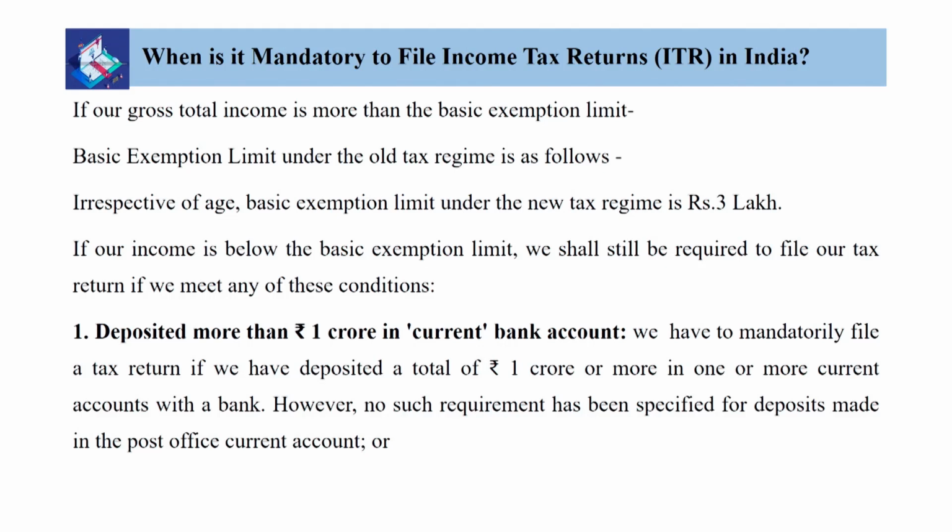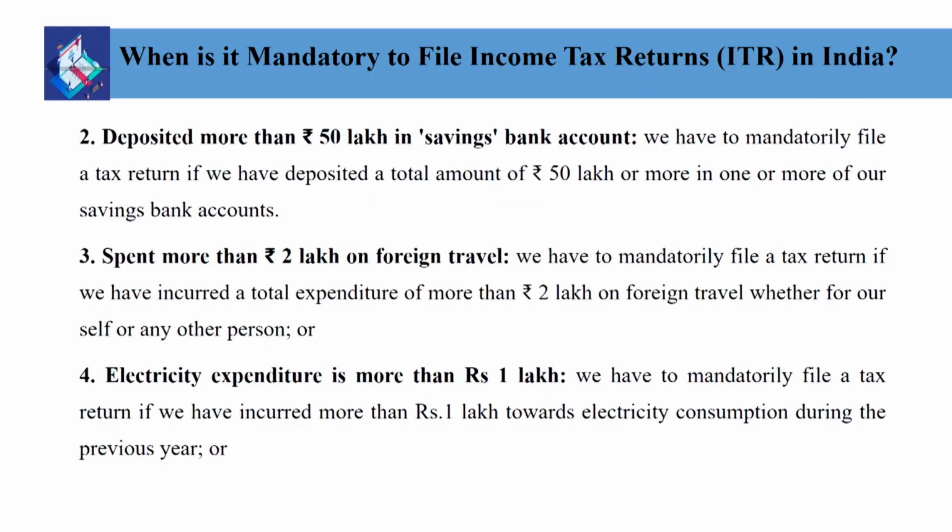First, if the person deposited more than 1 crore in a current bank account in the relevant previous year, then, dear students, it is required to file the income tax return although the total income is below the exemption limit. Second, if the person deposited more than rupees 50 lakhs in a savings bank account in the relevant previous year, although the total income of the assessee is below the exemption limit. So it is very important to file the income tax return.